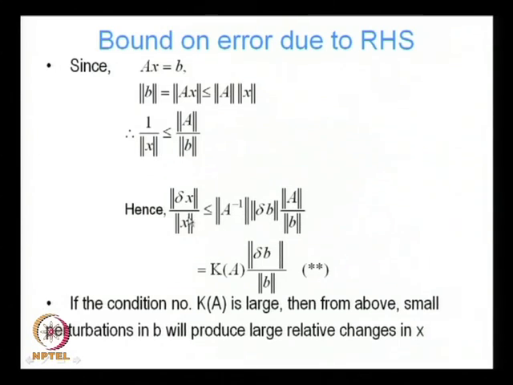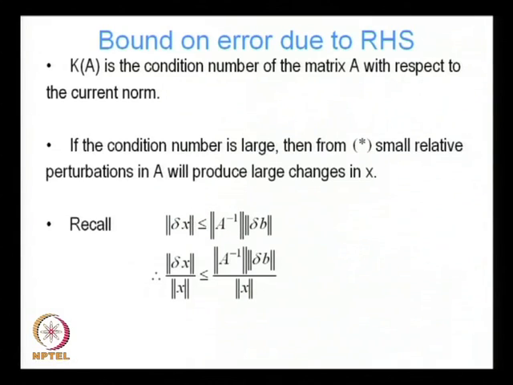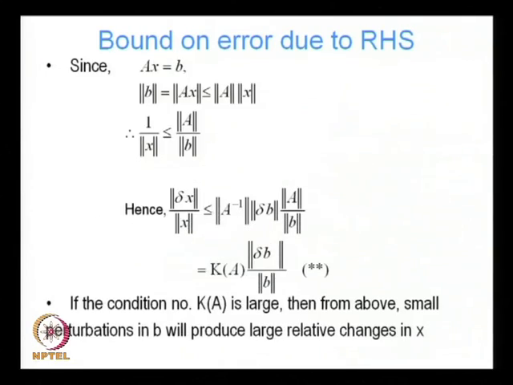How do we get this? Well, we use the previous relation which we got here, which says that norm of delta x by norm of x is lesser than or equal to norm of A inverse norm of delta B by norm of x. So we use that relation here to get this expression, and again we identify norm of A inverse times norm of A. So it's norm of A inverse times norm of A, that is the condition number of A. This is equal to norm of delta B by norm of B.